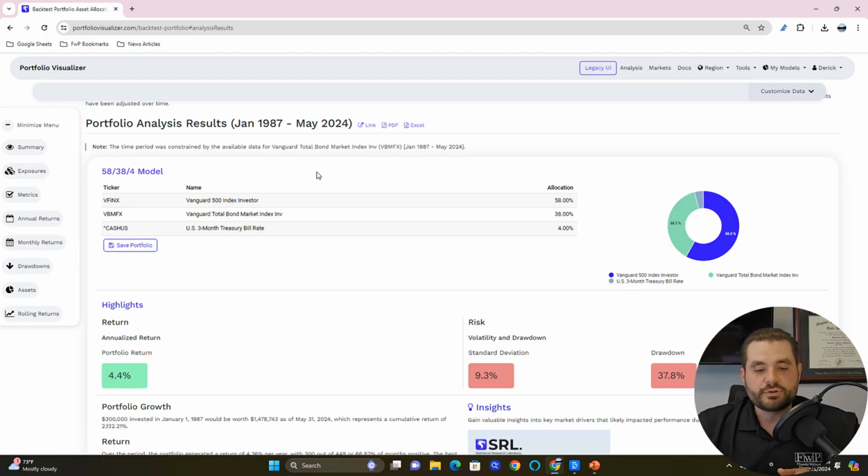So what you're looking at on your screen is the results of this strategy since January of 1987. Of the overall portfolio, so the whole $300,000, we have 4% that's sitting in cash. And this program doesn't give a cash option, so we are using the 3-month T-bill, but it's close enough. We have 38% of the portfolio in the Vanguard Total Bond Market Index, and then we have 58% of the portfolio in the Vanguard 500 Index. Again, 4% in cash, the remainder in a 60-40 portfolio. This is how the percentages break down.